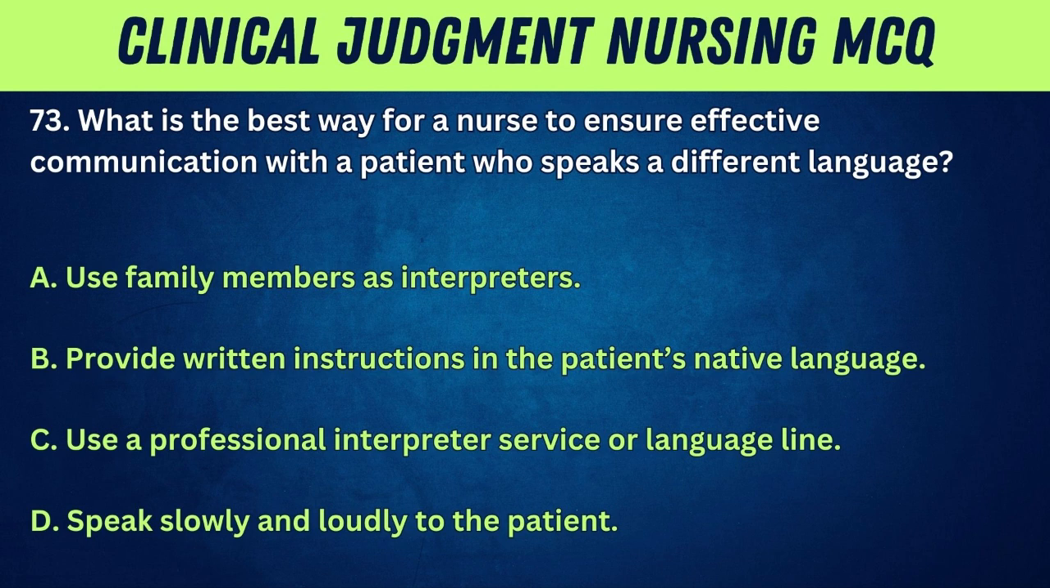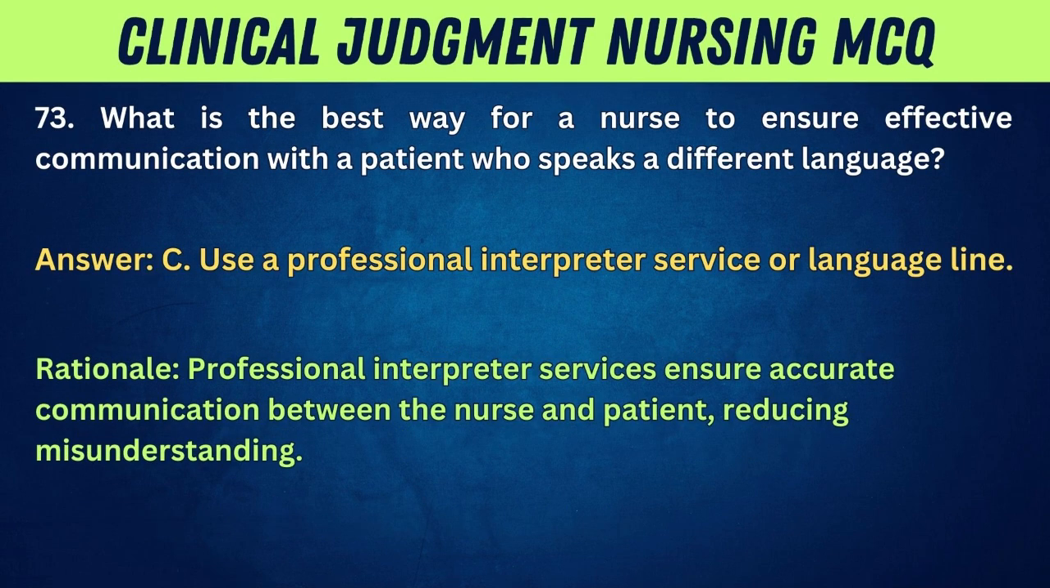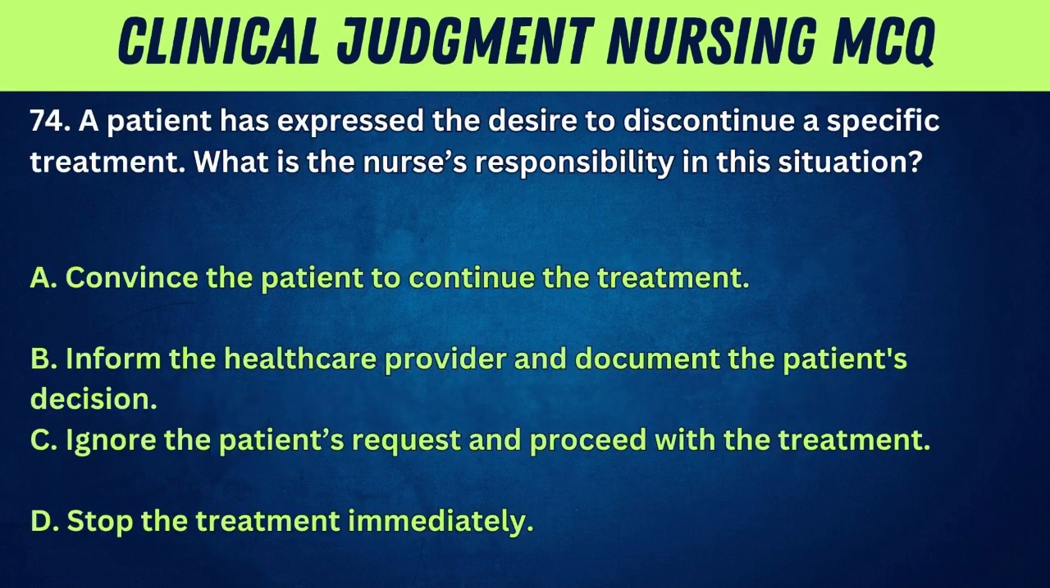73. What is the best way for a nurse to ensure effective communication with a patient who speaks a different language? A. Use family members as interpreters. B. Provide written instructions in the patient's native language. C. Use a professional interpreter service or language line. D. Speak slowly and loudly to the patient. Answer. C. Use a professional interpreter service or language line. Rationale. Professional interpreter services ensure accurate communication between the nurse and patient, reducing misunderstanding.